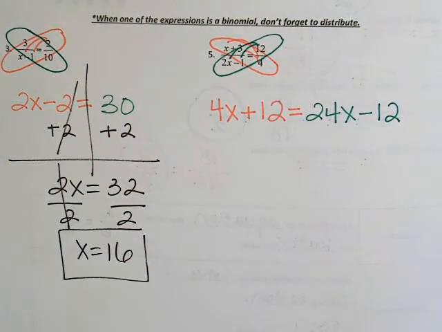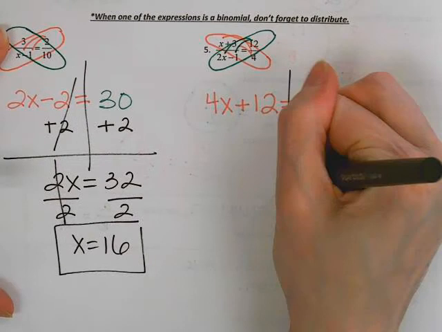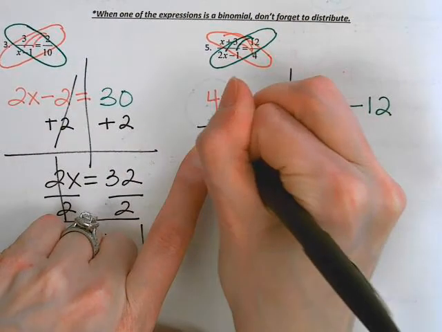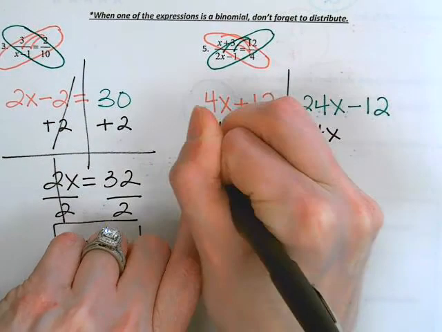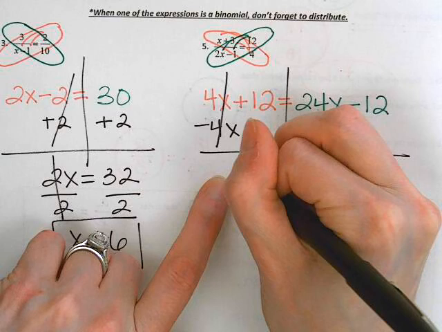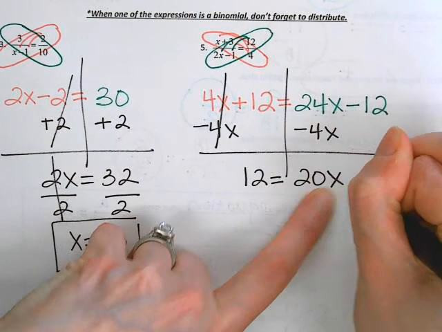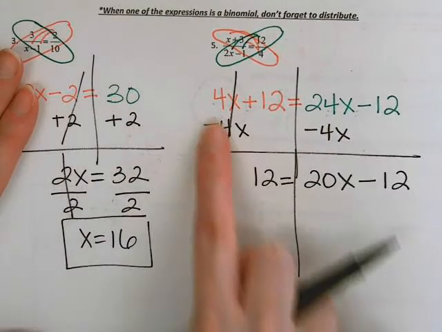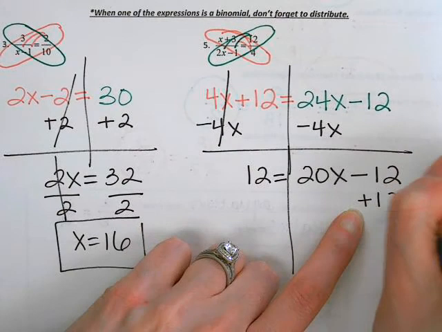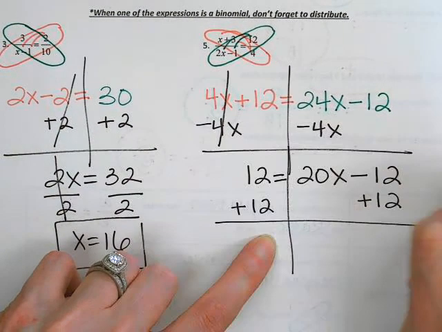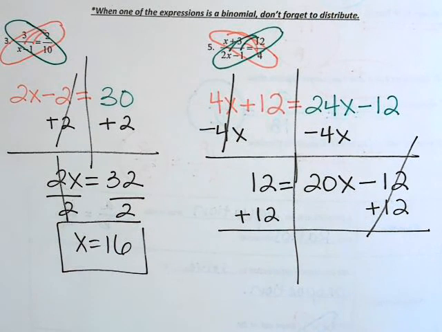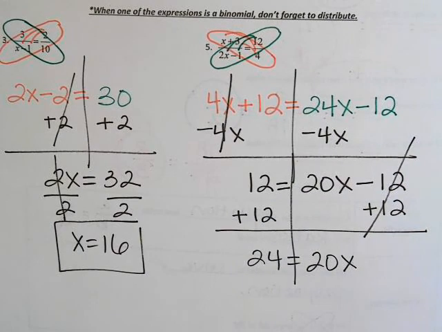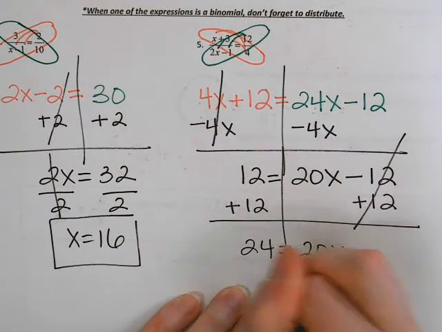Okay, and now you have to solve this equation. So this one, we got to get all the x's to one side. So I'm going to subtract the 4x over here. You guys remember how to do this, right? So now we're at 12 equals 20x minus 12. And now if the x's are on the right, then the constants have to move over to the left. So I'm going to add that 12 over. And now we're at 24 equals 20x. And lastly, to get x alone, we just divide both sides by 20.